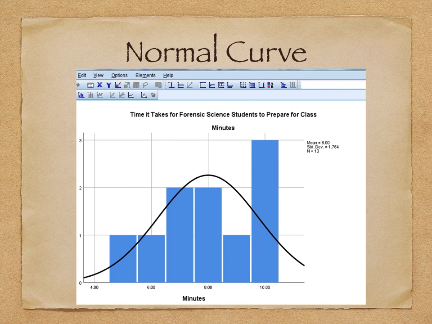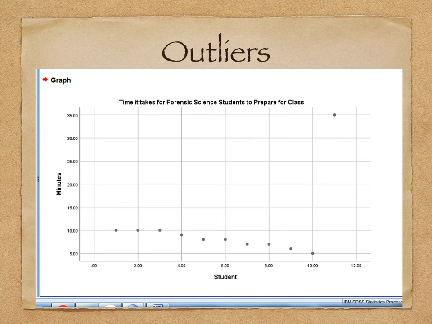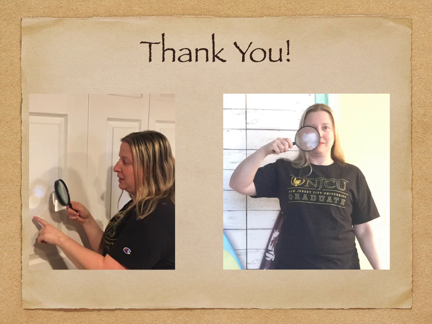SPSS is also capable of creating graphs for your data. This graph is a histogram of our data, which also illustrates the normal curve. As you can see, our data does not follow the normal curve. SPSS is also capable of showing outliers when creating a scatter plot graph, as seen here. The outlier is student 11, plotted at the top of the graph at 35 minutes.